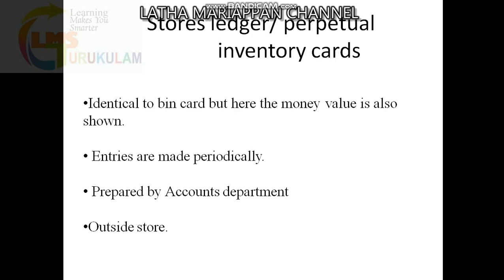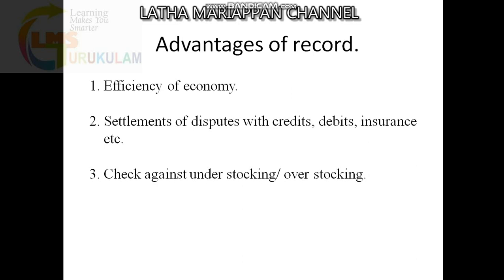What is a ledger? Okay, it is identical to the bin card, but here the money value is also shown. There it's only the quantity, here the money value is added. Entries are made periodically and prepared by the accounts department, outside the stores. It's not inside the stores. Okay, advantage of records: efficiency and economy, settlement of disputes with credit, debit, insurance, etc., and a check against understocking and overstocking.